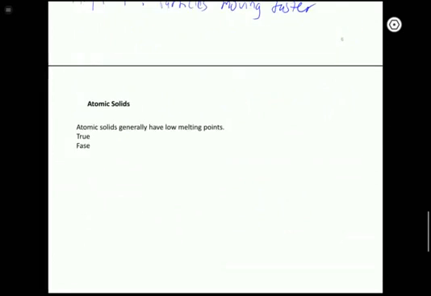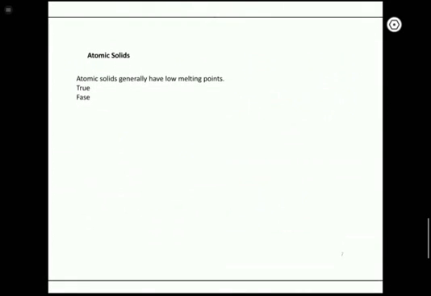Alright, and then this one was a true-false question where we did slightly worse than if we would have just flipped a coin, so I want to go over this one a little bit. So atomic solids generally have low melting points. So we have to sort of keep in mind the differences between atomic and molecular solids.